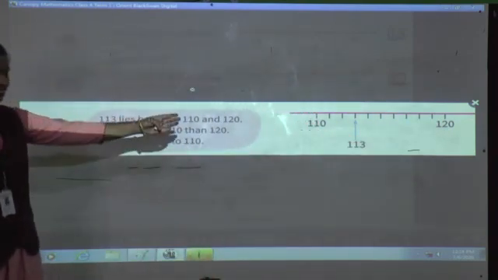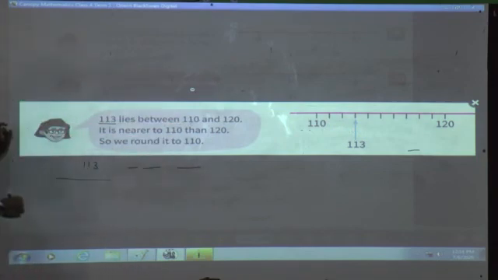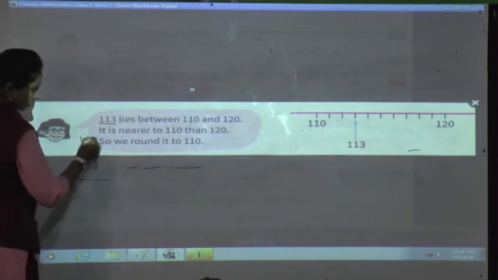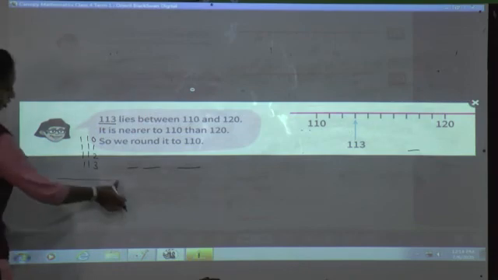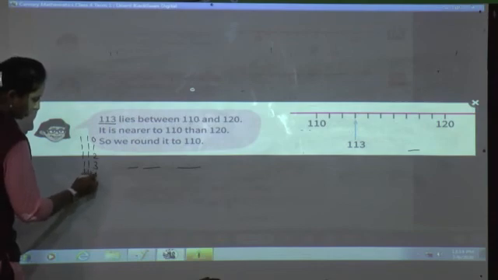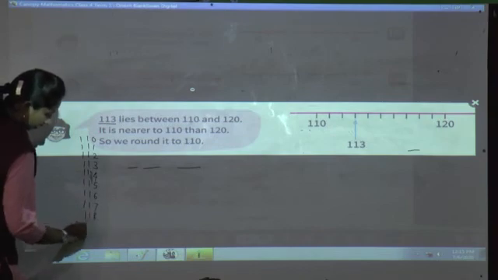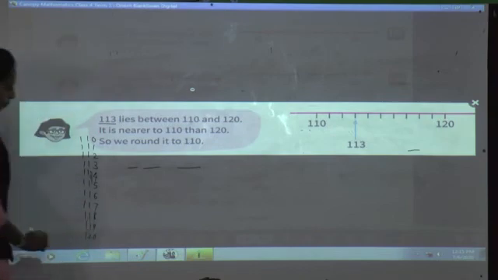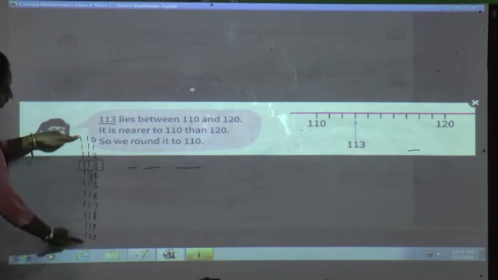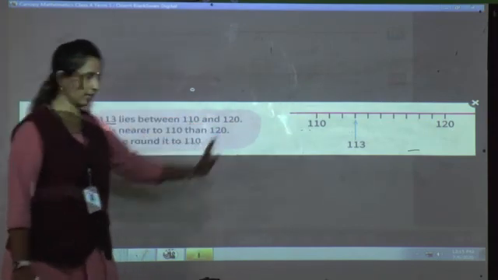How? See, this is just numbers. You just think 113 is there. So what will come before 113? In the same way, what comes after 113? 114, 115, 116, 117, 118, 119, 120. So 113 lies between 110 and 120. We have written it in this way on a number line.